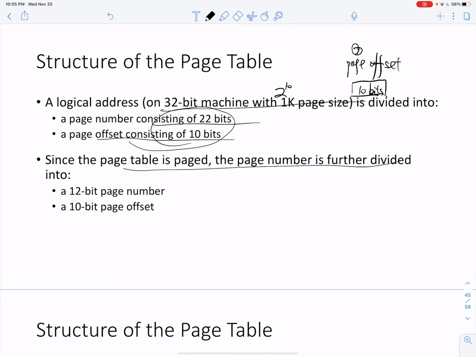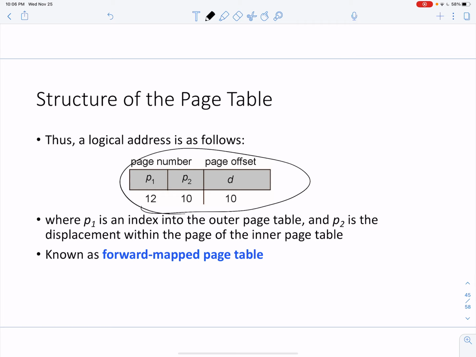But if we use a hierarchical page table, then we can have 12 bits for the first level page number, 10 bits for the second level page number, and 10 bits for the page offset. So the advantage of that is that each page table is going to have at most 2 to the power of 12 entries, which is much, much smaller than 2 to the power of 22 entries. And this saves a lot of space for the page table.